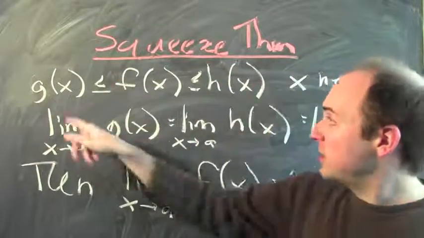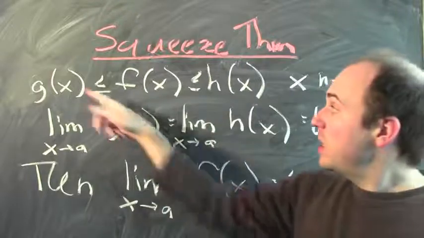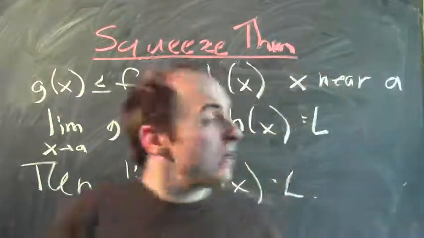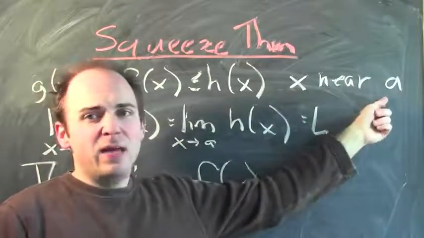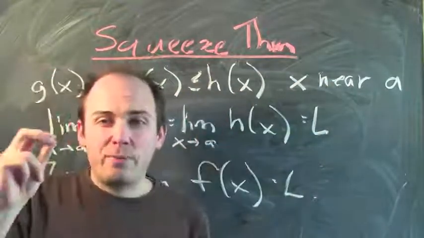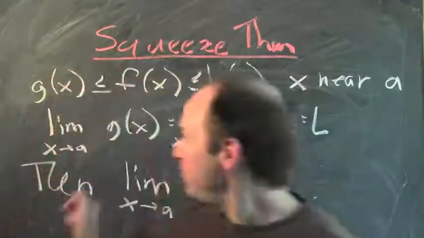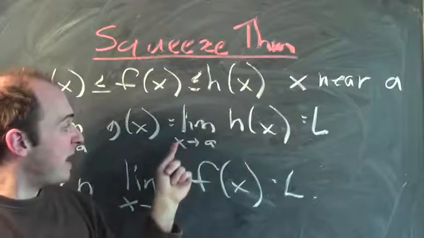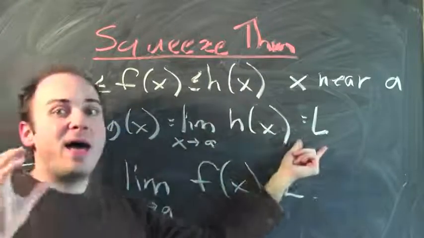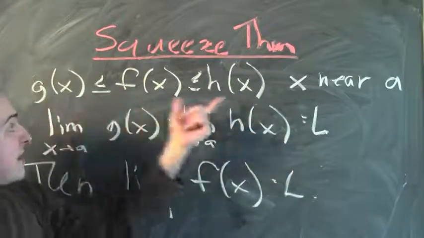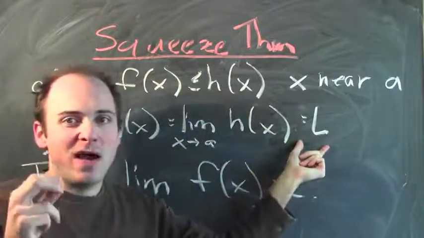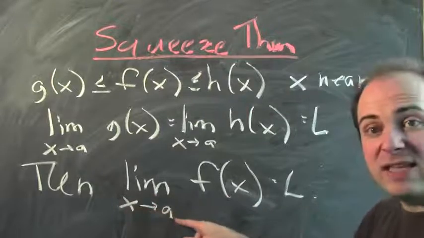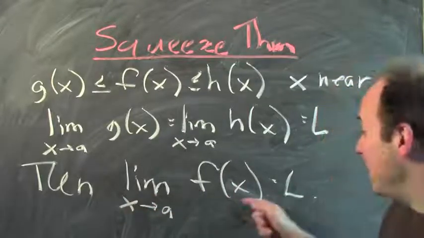Suppose you've got 3 functions. I'm calling them g, f, and h. G of x is less than or equal to f of x, and f of x is less than or equal to h of x for values of x that are near a. But maybe these inequalities don't hold at the point a. Also, suppose that the limit of g of x as x approaches a is equal to the limit of h of x as x approaches a is equal to some L. So the limit of g of x and the limit of h of x are the same value L. Then you get to conclude that the limit of f of x as x approaches a exists and it equals L.